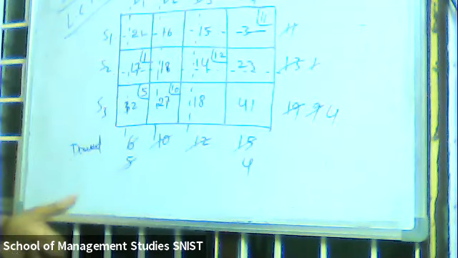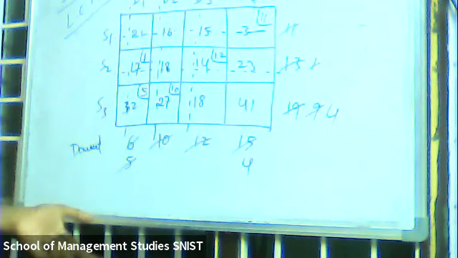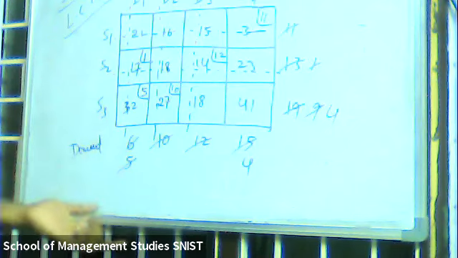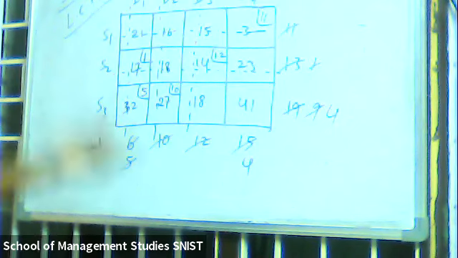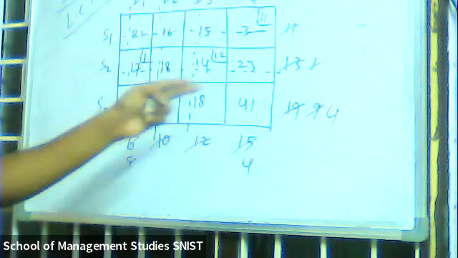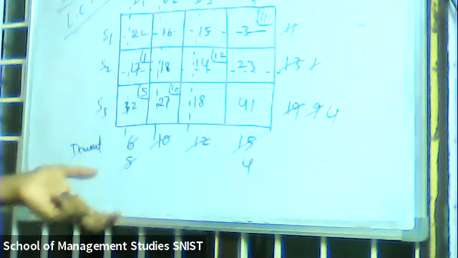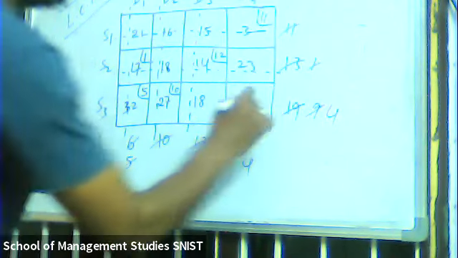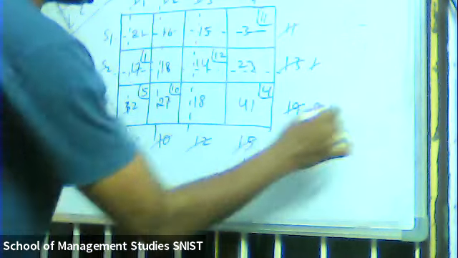So we did it correctly. This is the logic: when you finally get to the last value, the row and column values must be the same. Suppose you get 4 and 5, then somewhere you did it wrong and you need to work again. So allocate 4 here and cancel. That's it.